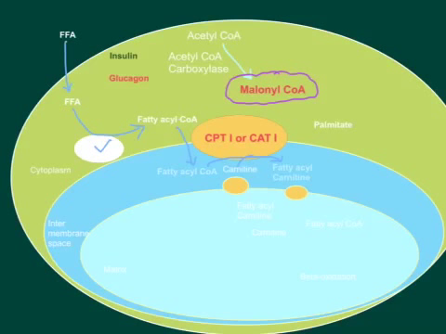Now this particular enzyme I am talking about, CPT1, is carnitine palmitoyl transferase 1, which is also referred as carnitine acyl transferase 1. Carnitine palmitoyl transferase 1, which is located over the outer mitochondrial membrane, is responsible for converting fatty acyl-CoA into fatty acyl-carnitine. And this fatty acyl-carnitine will be transported into the mitochondrial matrix by carnitine acyl-carnitine translocase enzyme.